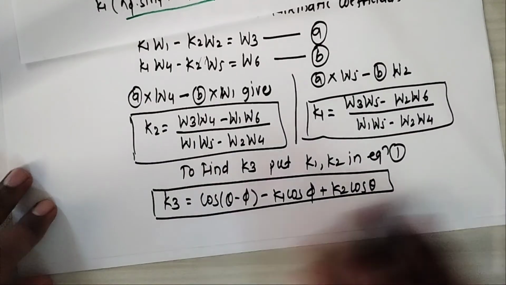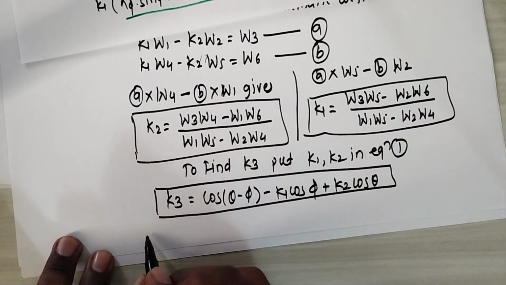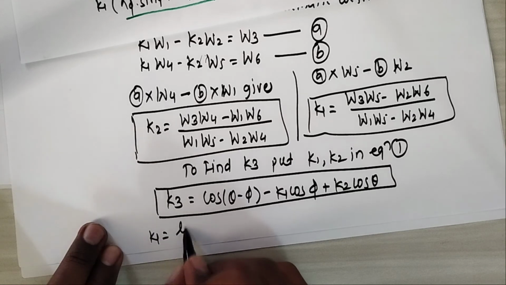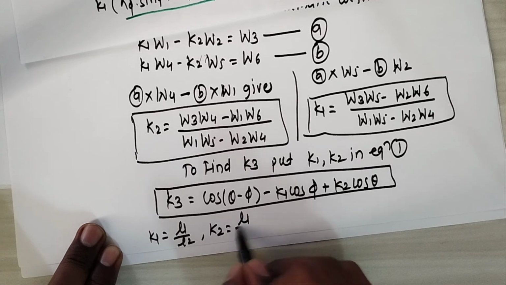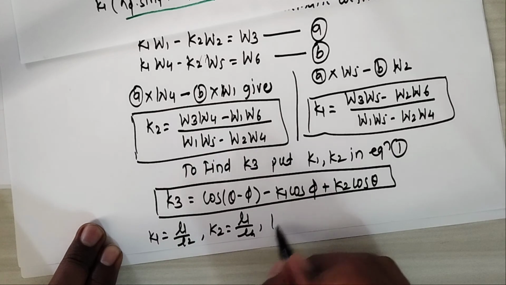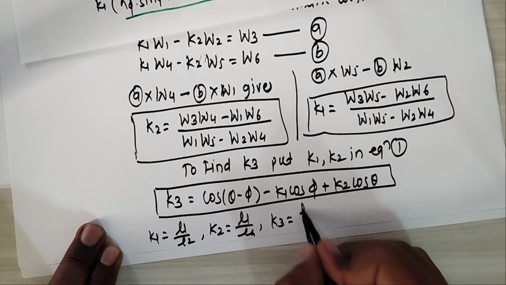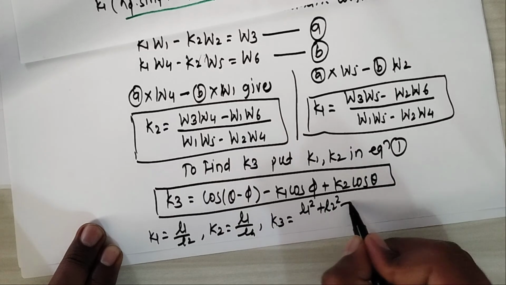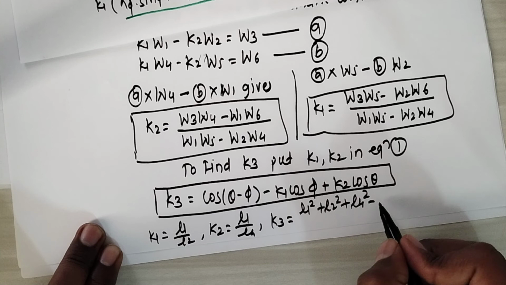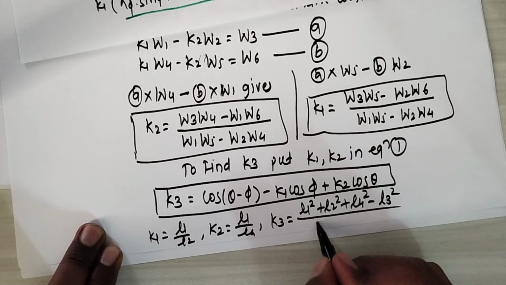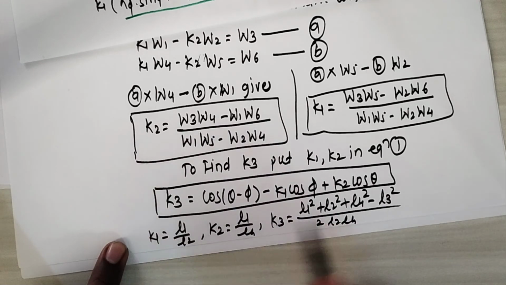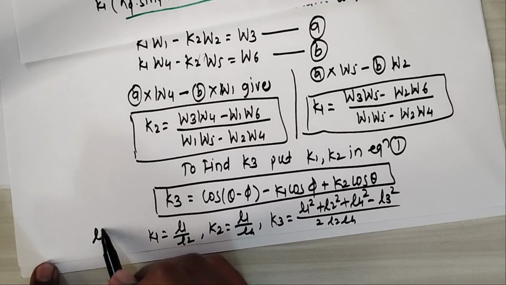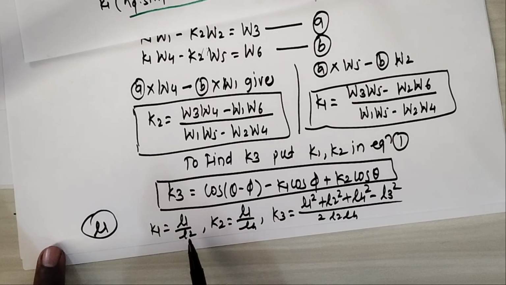When k1, k2, k3 are known, we know that k1 is equal to L1 upon L2, k2 is equal to L1 upon L4, and k3 is equal to (L1 square plus L2 square plus L4 square minus L3 square) upon twice L2 L4. So when k1, k2, k3 are known to us, provided that one of the link lengths is known, let's say L1, we will get the values of L2, L3, L4. And this is what we need to find out.